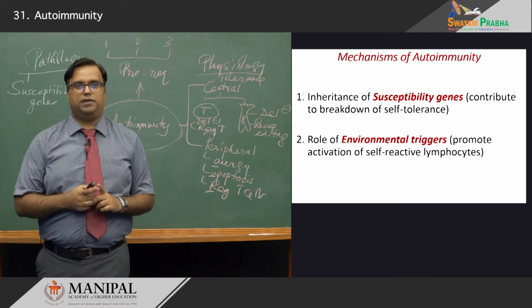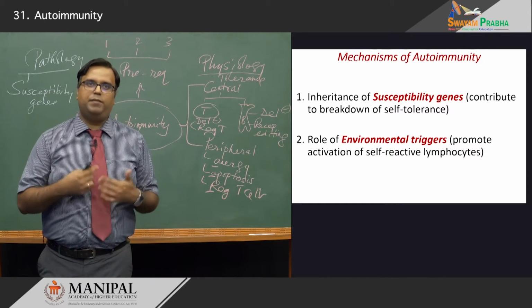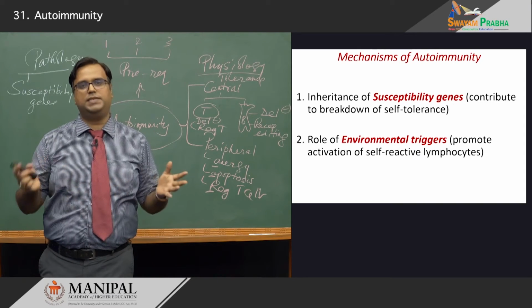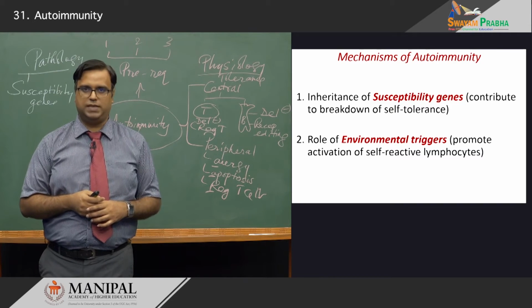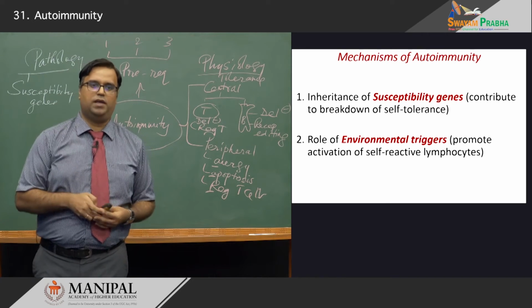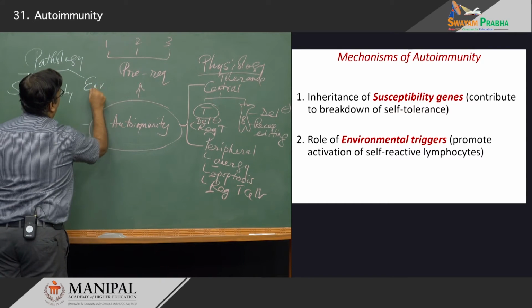The other important trigger that is required is an environmental aspect. Now, environmental triggers, let it be infections, different allergens, or various other miscellaneous conditions, can promote the activation of self-reactive T lymphocytes and B lymphocytes, as we'll see in the ensuing examples. Now, you have susceptibility genes, and then you have environmental factors.